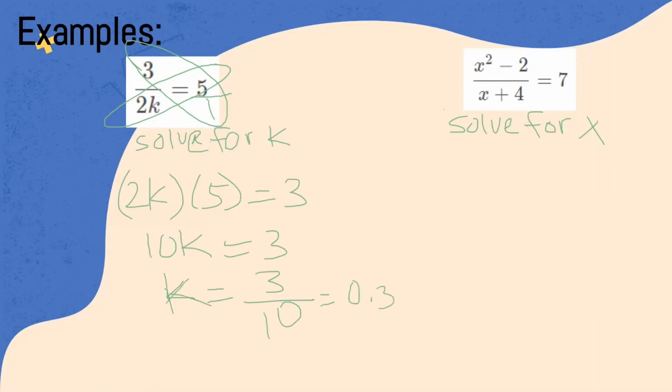So now remember that extraneous root, or extraneous solution, that I was talking about. If you plug 0.3 back into your solution, what I was actually saying is that 3 divided by 2 times 0.3 is actually 5. Try the second problem.